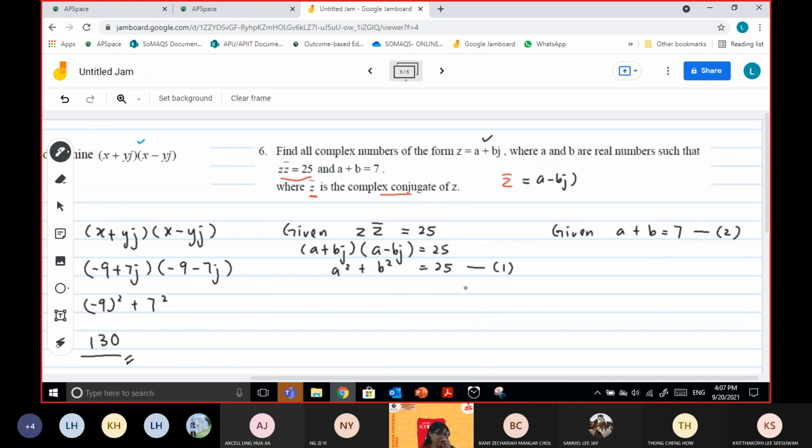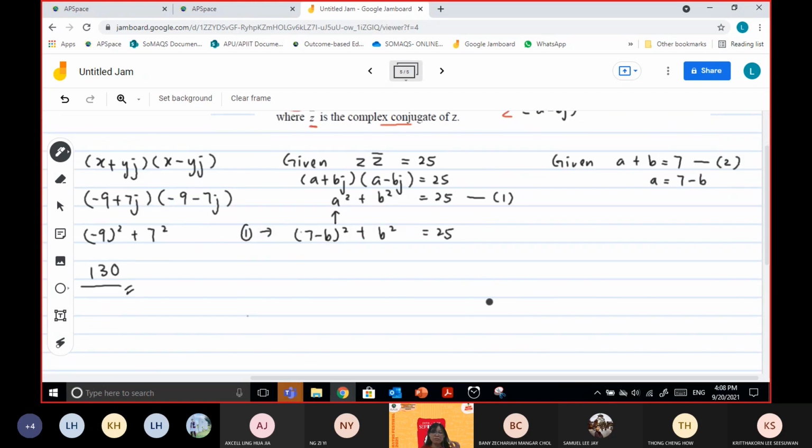Let's solve this. I think you have to use substitution. So a = 7 − b, for example. Then substitute into the first equation: (7 − b) squared plus b squared equals 25. Then try to solve for b. Let me know what your answer for b is.